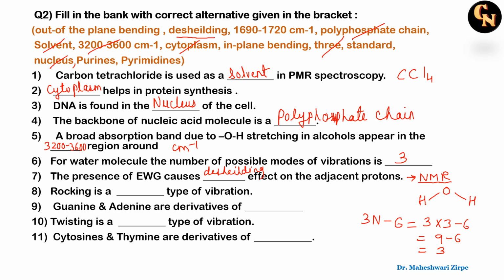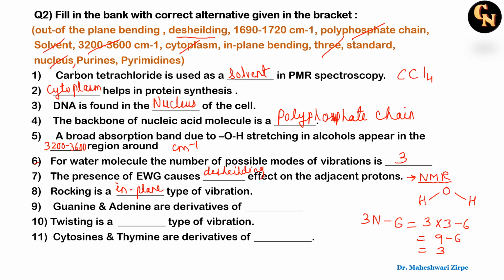Next is rocking is the dash type of vibration. In the sixth question we saw modes of vibration, and one of the modes of vibration is also rocking. So rocking is which type of vibration? Is it in the plane bending or out of the plane bending? Basically rocking is actually in the plane bending. Okay, rocking is in the plane. There are two main types of vibration, in the plane and out of the plane. So rocking basically takes place in the plane.